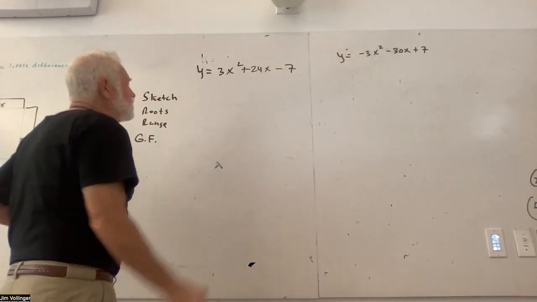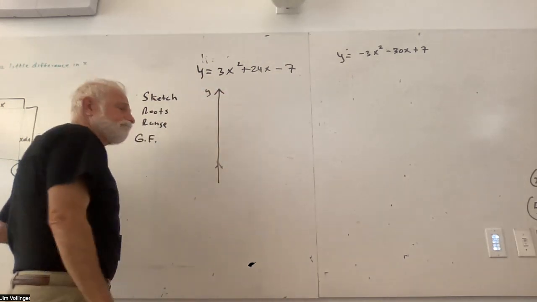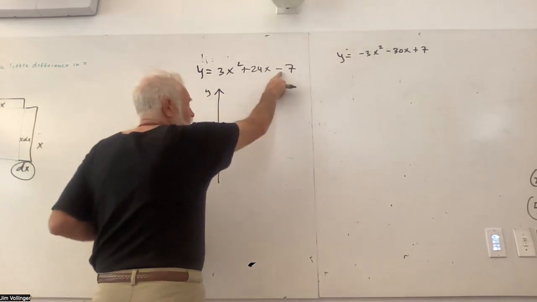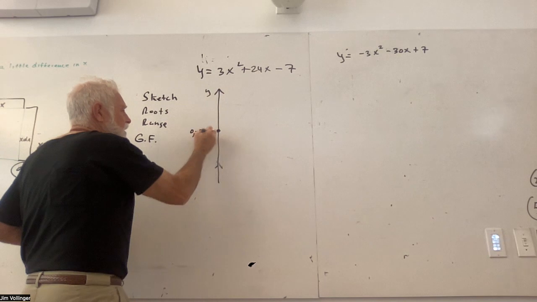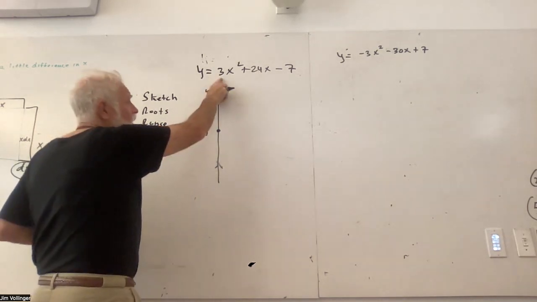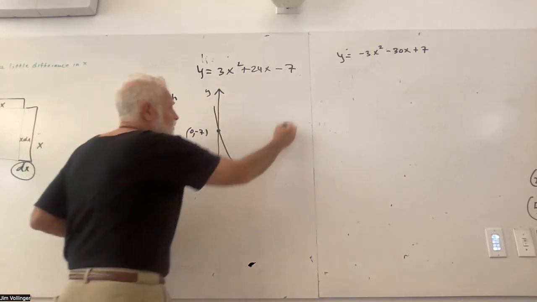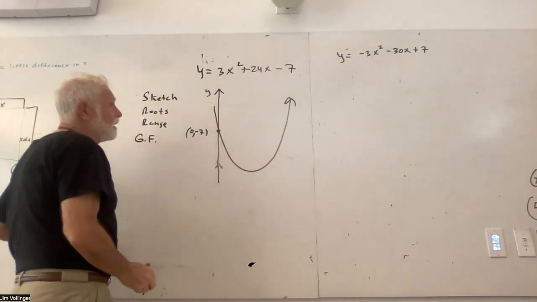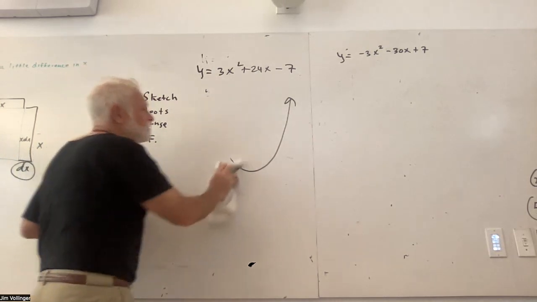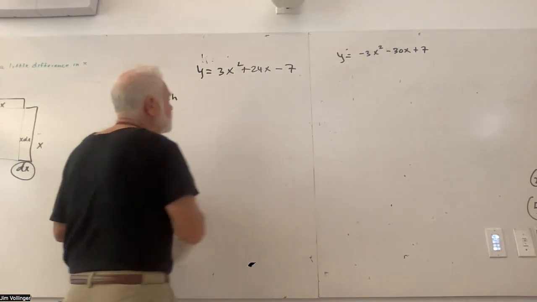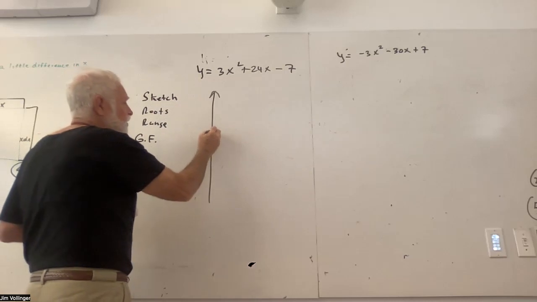All right, so what's the first step? I think your first step is to draw a y-axis. And I think you want to locate 0, negative 7 on the y-axis. And then I think you want to look at the cup shape, and it's a cup shape up. So therefore, if it's a cup shape up, wait a minute, plus 24, I just blew that. Not thinking, so I got to start again. Y-axis, all right, so 0, negative 7.